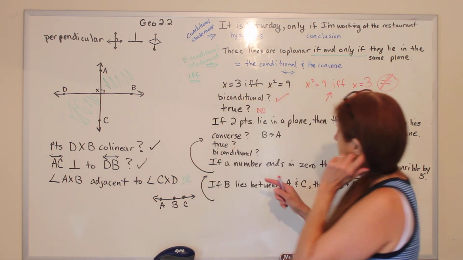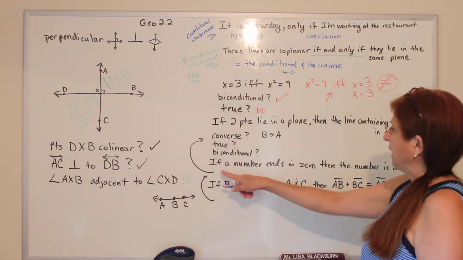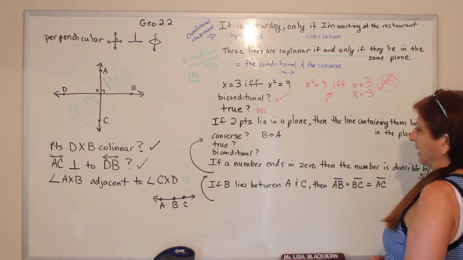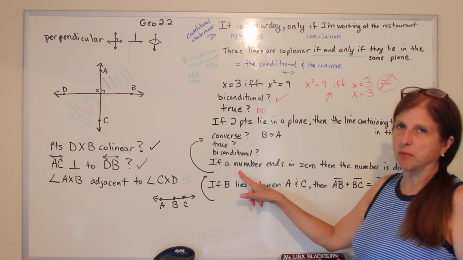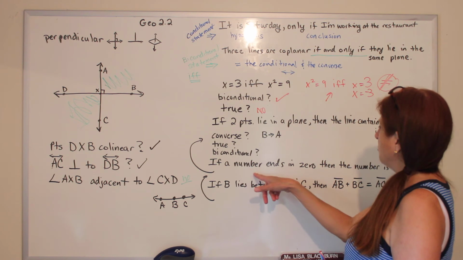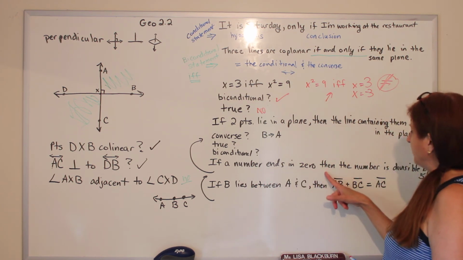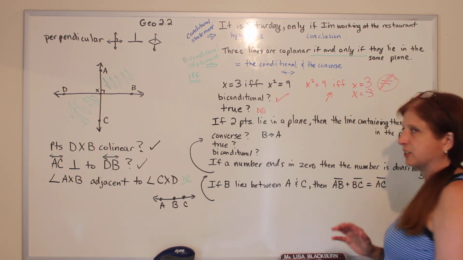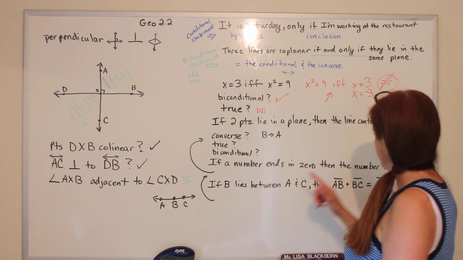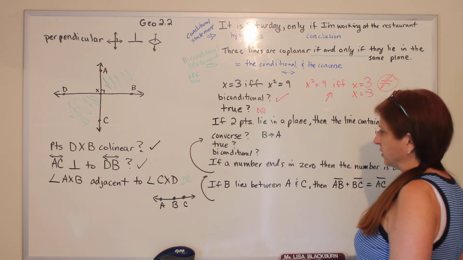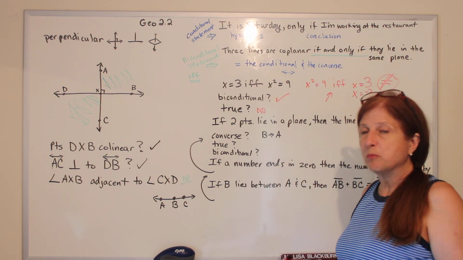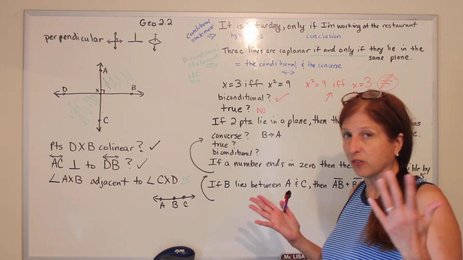All right, so let's do another one. If a number ends in 0, then the number is divisible by 5. So if we were going to say this is a biconditional statement, it would say a number ends in 0 if and only if the number is divisible by 5. That would be true, but is the converse true? If a number is divisible by 5, then it ends in a 0. No, because it could end in 5, right?